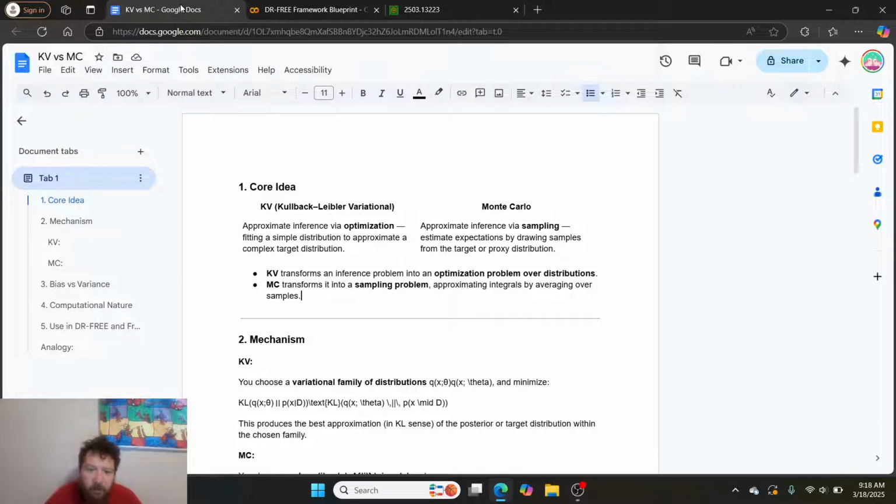That means fitting a simple distribution to approximate a complex target distribution, whereas Monte Carlo approximates inference via sampling, estimating expectations by drawing samples from the target or a proxy distribution. The best way I can break this down: if you utilized Monte Carlo sampling for this algorithm, it would generate a simulated environment and you would simulate it a bunch of times, say 1,000 times, and that would be the output.